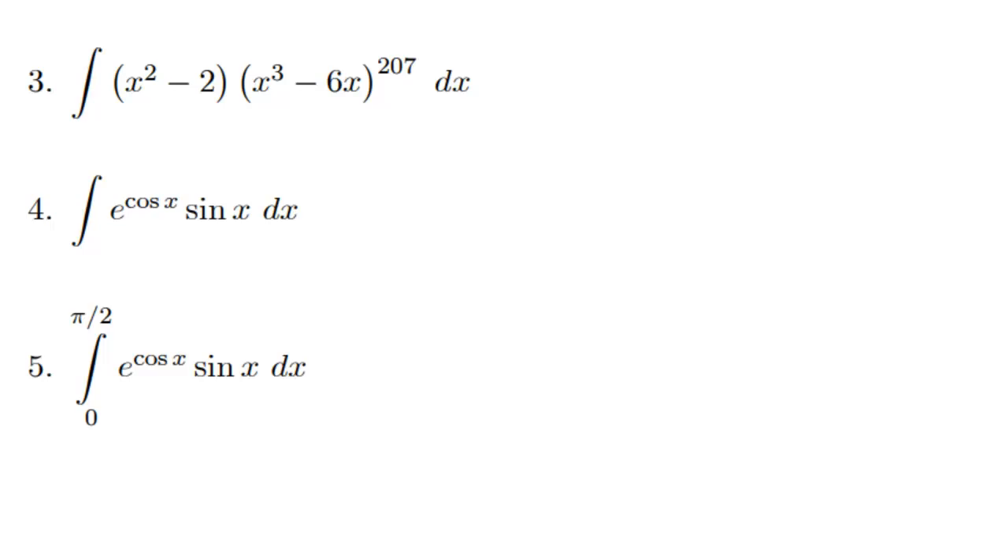For this problem, an appropriate guess for u will in fact be what's inside of this here, since if I call u x cubed minus 6x, what's going to come out of that is 3x squared minus 6 dx as the derivative. Now 3x squared minus 6 is the right form for this. It's off by a constant. Notice that if I multiply this by 3, and if I divide by 3, then I could just substitute this in directly.